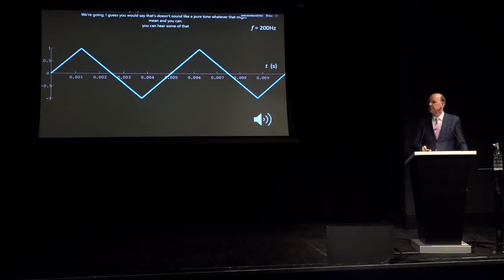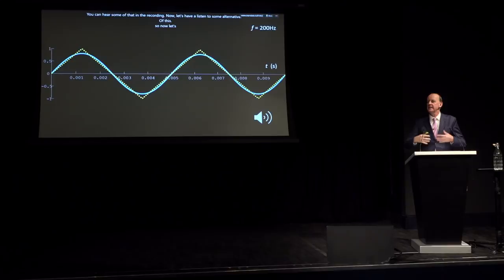Now let's have a listen to some alternative versions of this. So now let's listen to a sine wave, which is exactly the same frequency as the triangle wave. So the sine wave here is shown in light blue, and the original triangle wave is shown in yellow dashes. Okay, so it's exactly the same frequency, but it sounds different.